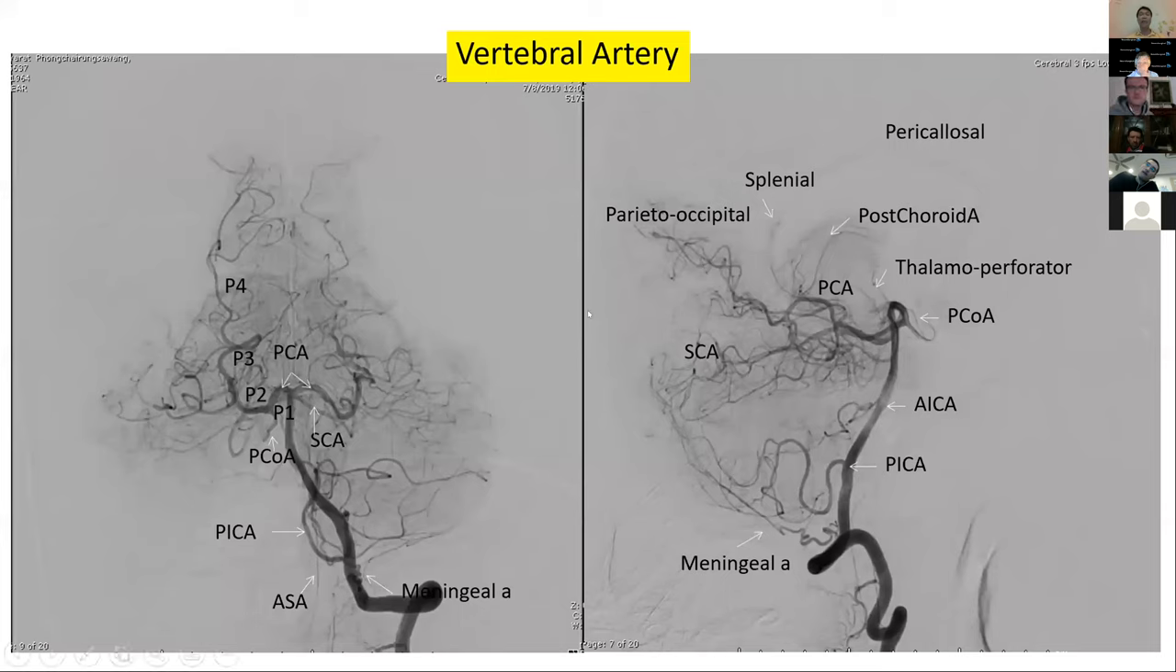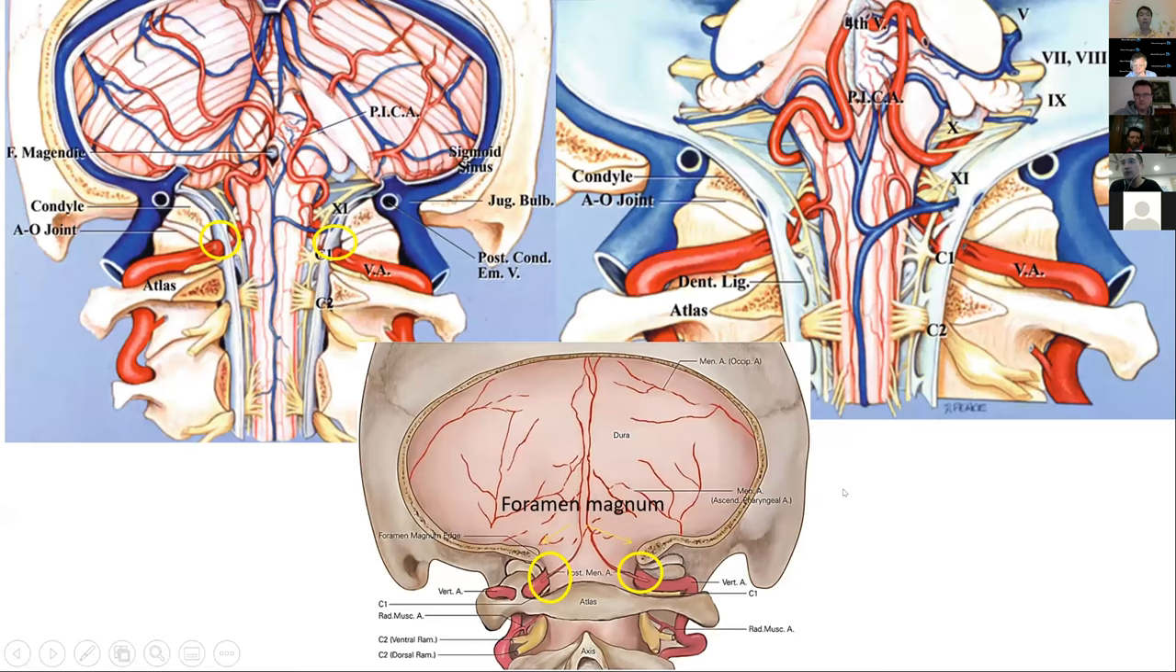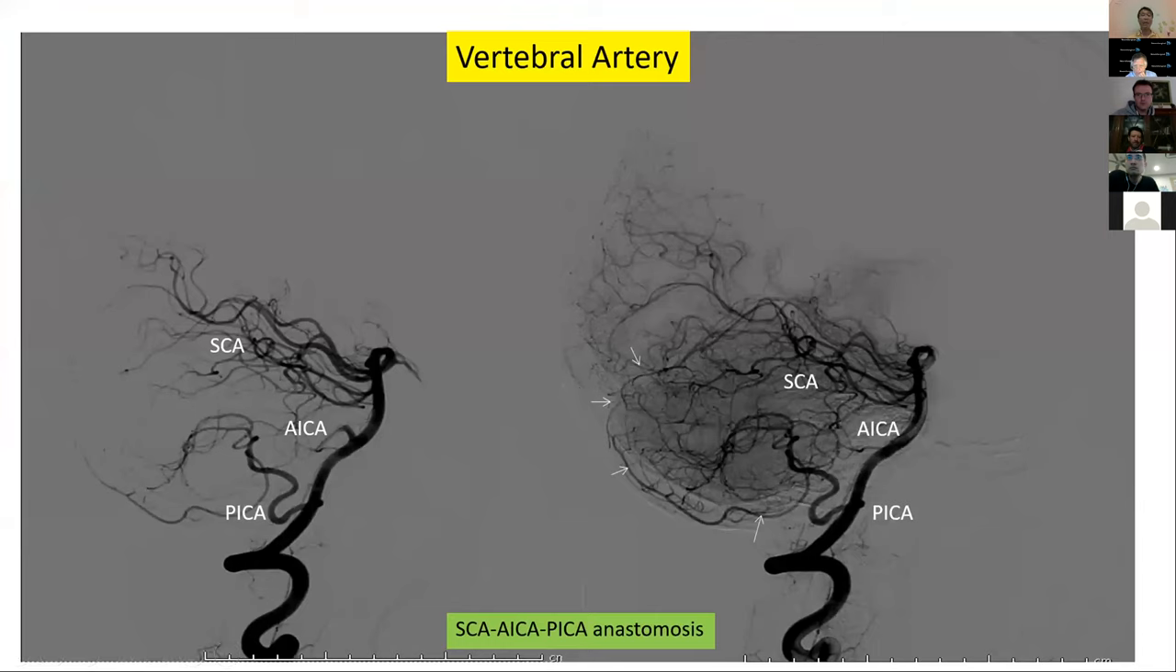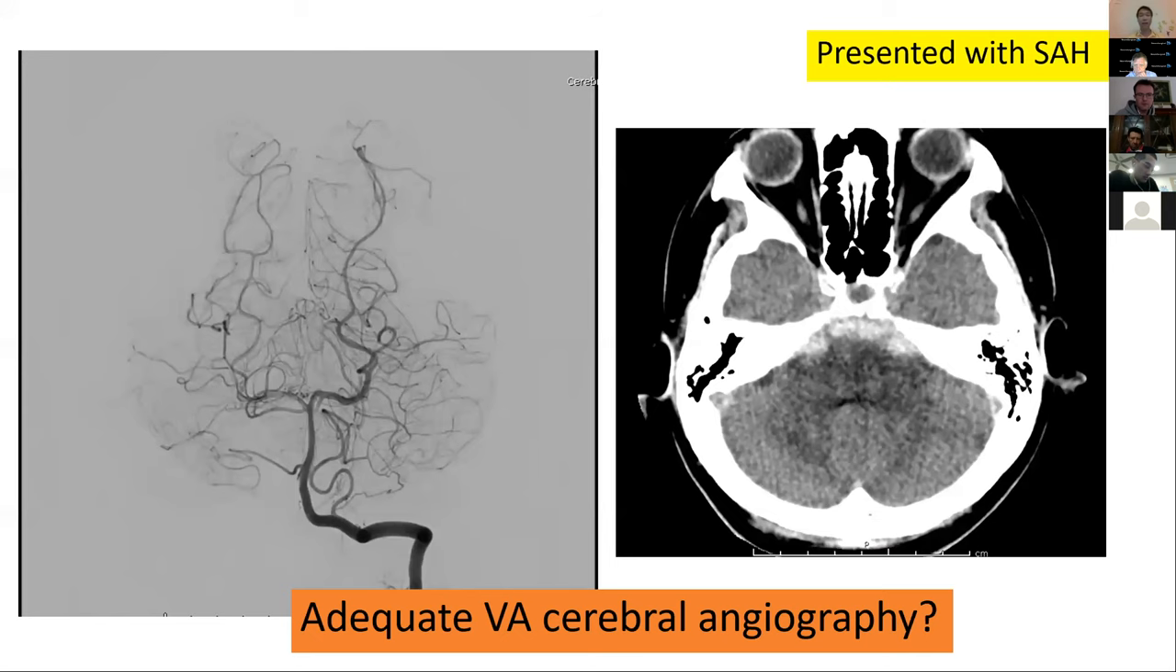And this branch, you are familiar with it, so I will pass it quickly. We can see the impingement mark around here. The posterior meningeal artery can arise from the vertebral artery and supply the posterior dura. It has anastomosis with the SCA, AICA, and PICA around here. Once some branch is occluded, another branch can help supply the occluded side.